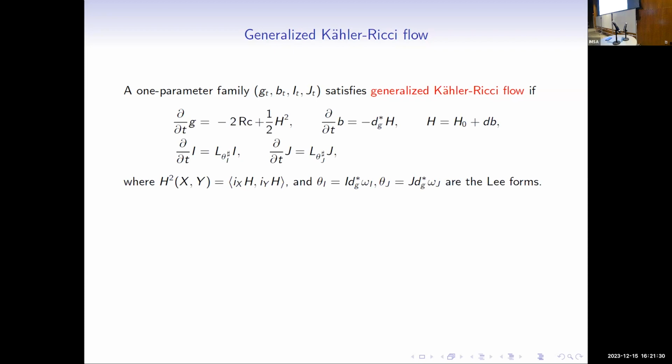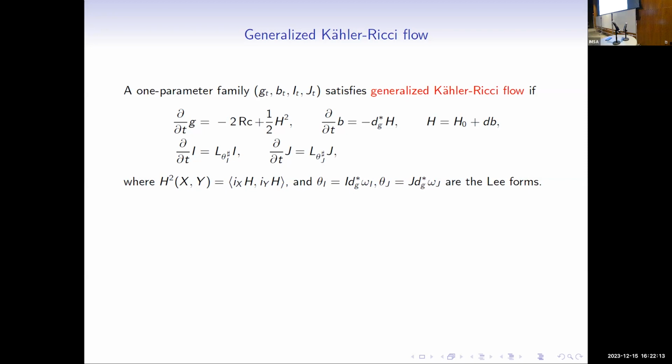Okay, so what can we say about this? The metric is evolving by Ricci flow, but coupled to H. The B field is evolving by minus d star H. So H, it turns out, is basically evolving by the natural heat flow with respect to the time-dependent metric. Remember, for me, the H is the background H plus dB. But then you also have these 2 equations for the complex structure. Both of the complex structures are also moving. By gauge terms, they're evolving by Lie derivatives, but they are moving. And it's important to notice that the 2 gauge terms are different. I is evolving by the pullback by theta I, and J is evolving by the pullback by theta J.